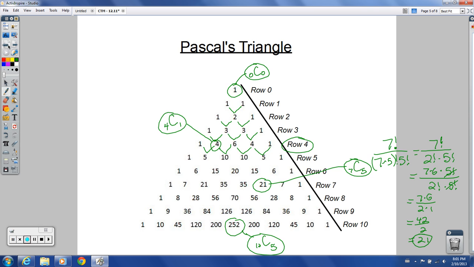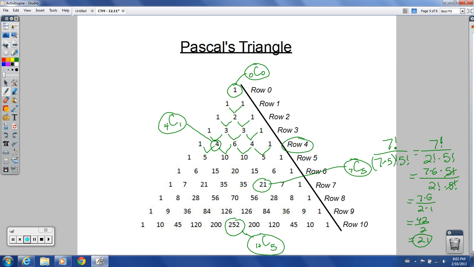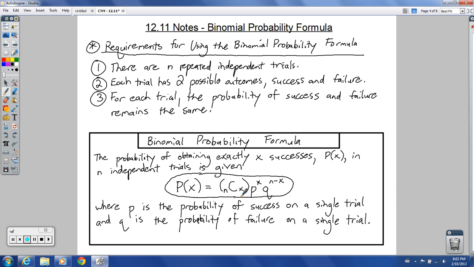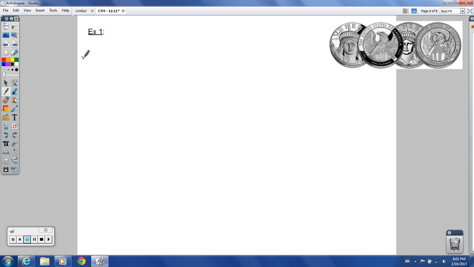So cool little connection. Just wanted to point that out, and we'll do a couple examples now to demonstrate the binomial distribution formula. And so that nCx, you could use this table. That's why I wanted to point it out. There's connections to math all over the place. But here's the problem to start.